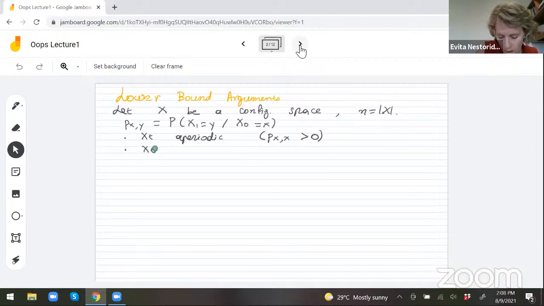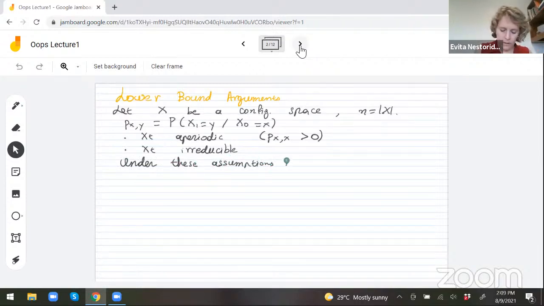And then we want X_t to be irreducible, meaning that we want to be able to reach any state at some point with positive probability. And so under these assumptions, we have the following. If we collect all these probabilities in one matrix, that is the transition matrix.